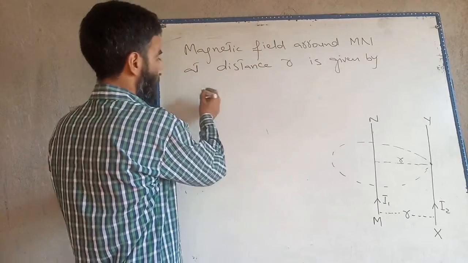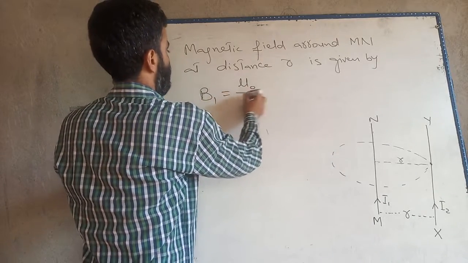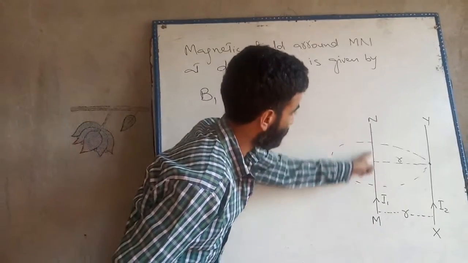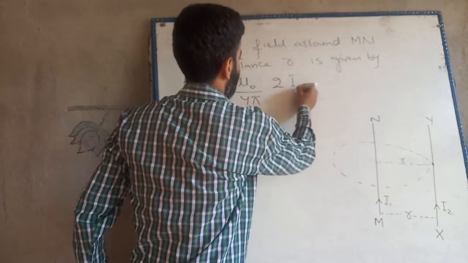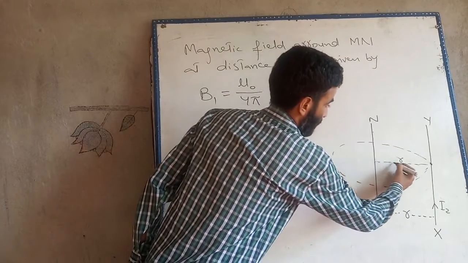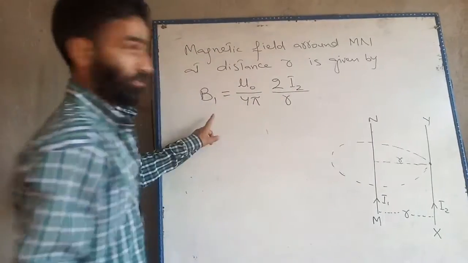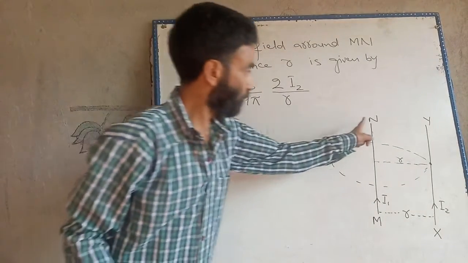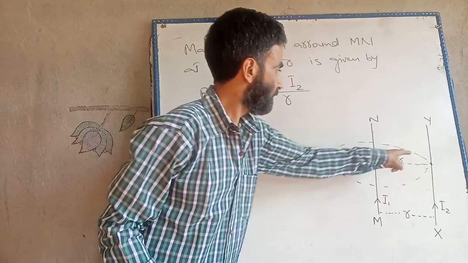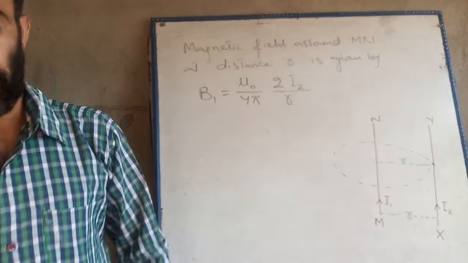That relation is given by, let this magnetic field be denoted by B1, which is equal to mu naught by 4 pi, twice the current through this conductor. What is the current through this conductor? It is I2, divided by the distance at which this is to be observed. We are observing its magnetic field at distance r. Here it is. See, this is the magnetic field produced due to this current carrying conductor at distance r around this conductor. This is B1, right?